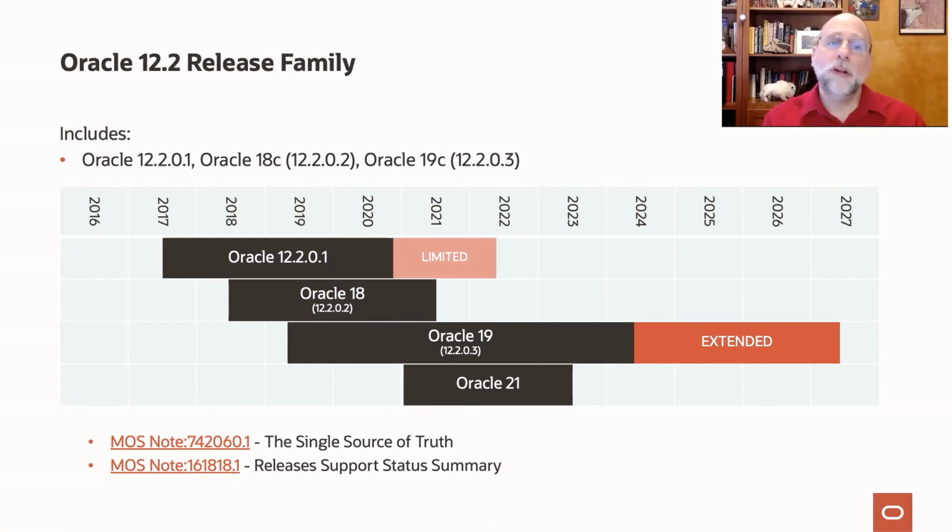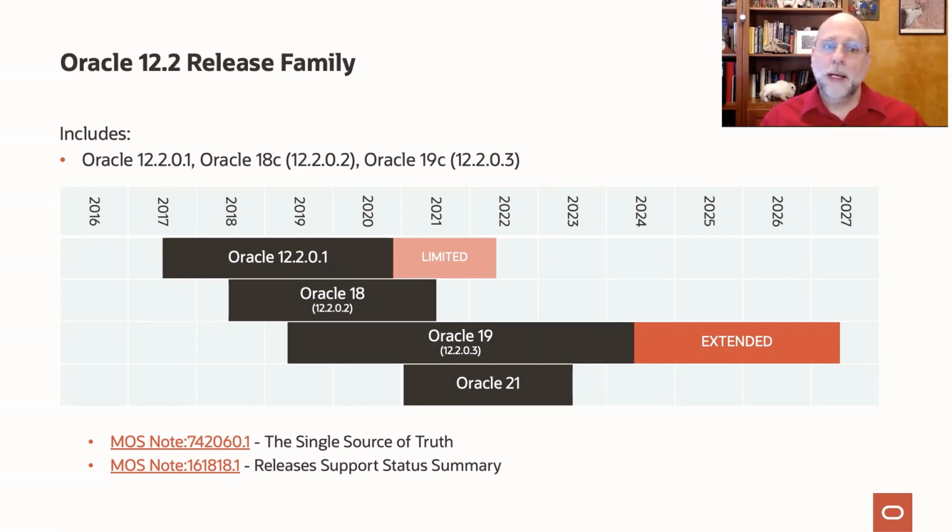And 19 was already under development as 12.2.0.3 when we changed our numbering scheme. So 19C can really be viewed as being the terminal patch set of a 12.2 family, and 21C, that innovation release, is kind of that first release of the next family.